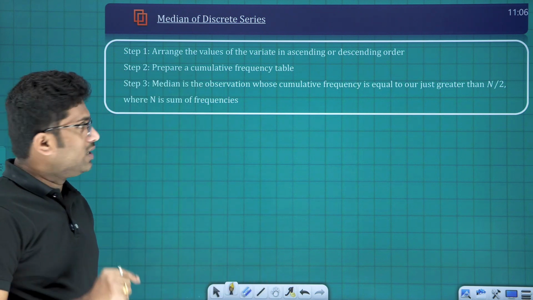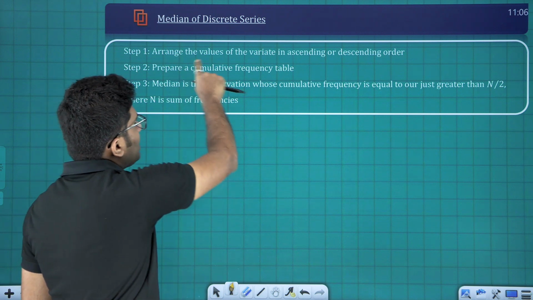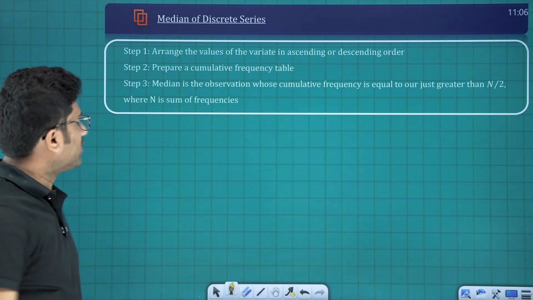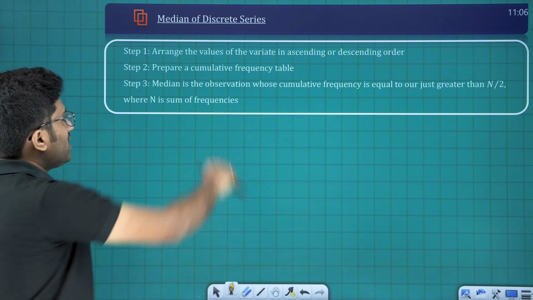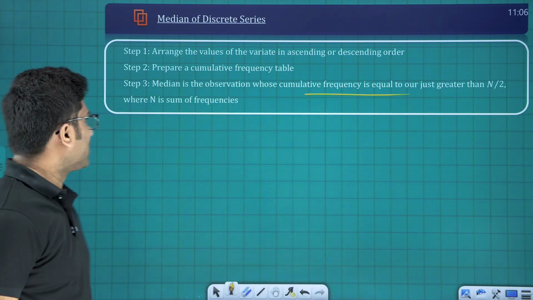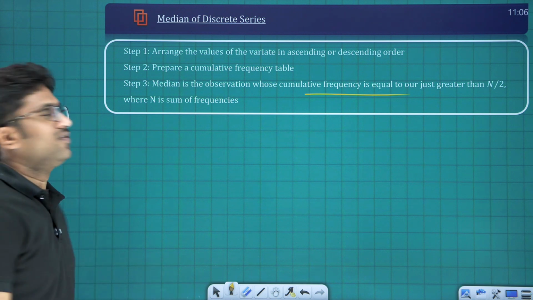For raw data we have seen already. Now for them, arrange the values of the variate in ascending or descending order. We will prepare a cumulative frequency distribution. Now the median is the observation whose cumulative frequency is equal to or just greater than n by 2, where n is the sum of the frequencies.